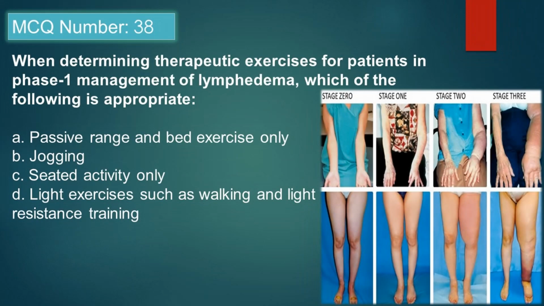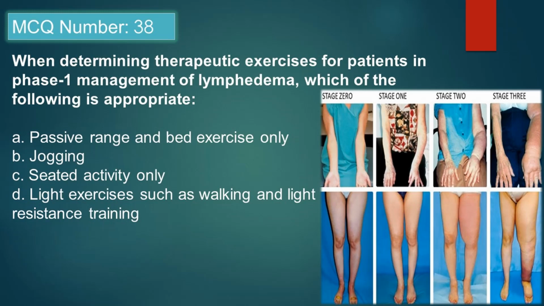Let's move to another scenario. When determining the therapeutic exercise for a patient in phase 1 management of lymphedema, which of the following is most appropriate? Option A, passive range of motion and bed exercises only. Option B, jogging. Option C, seated activities only. Option D, light exercises such as walking and light resistance training.